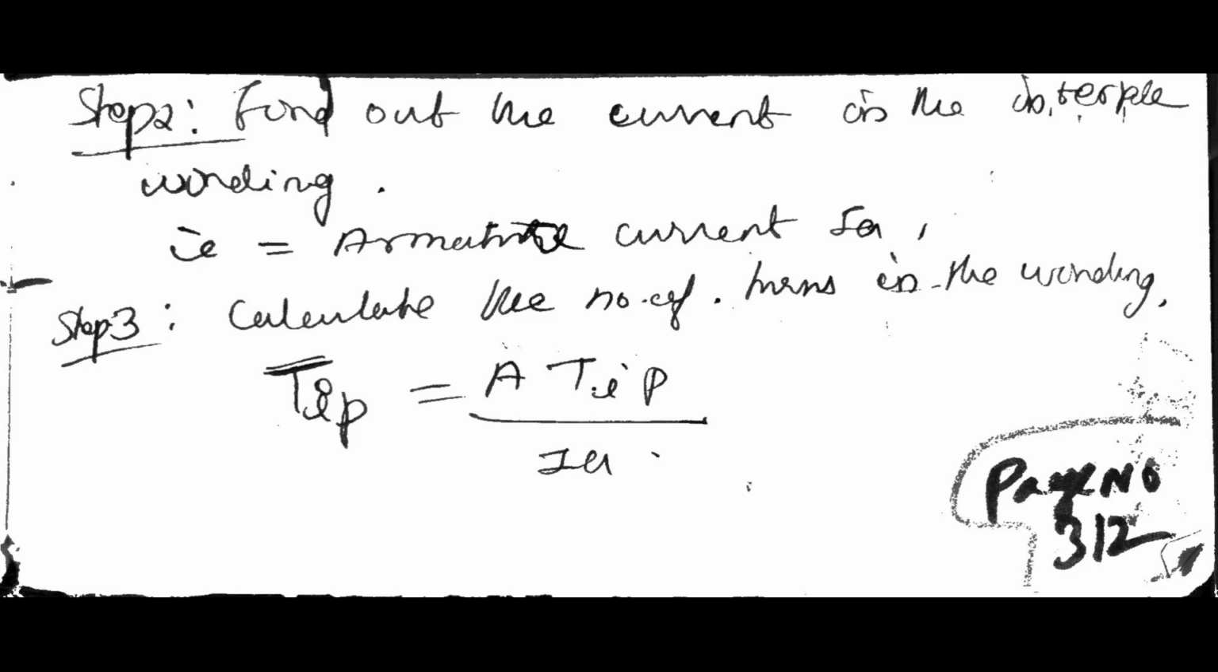Design of interpoles. Topic: dimensions of interpole. Step 2, design of interpole winding. Find out the current in the interpole winding, that is the armature current IA. Step 3, calculate the number of turns in the winding. Capital TIP is equal to ATIP divided by IA.